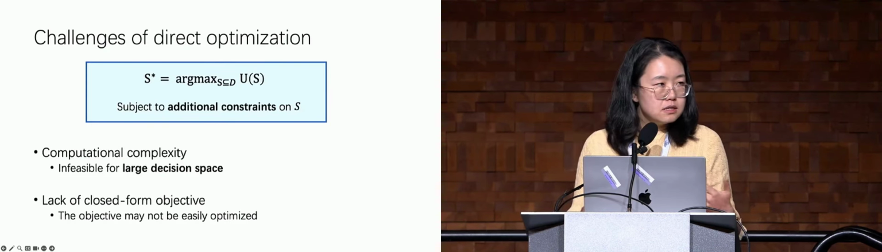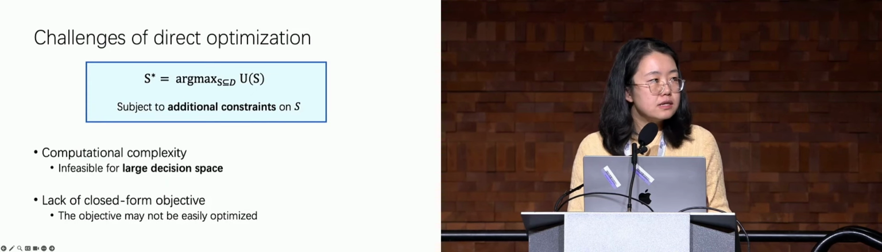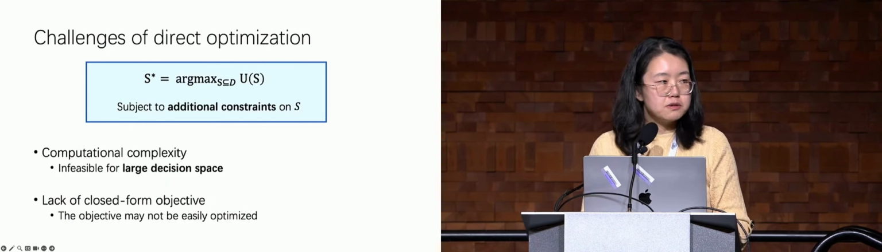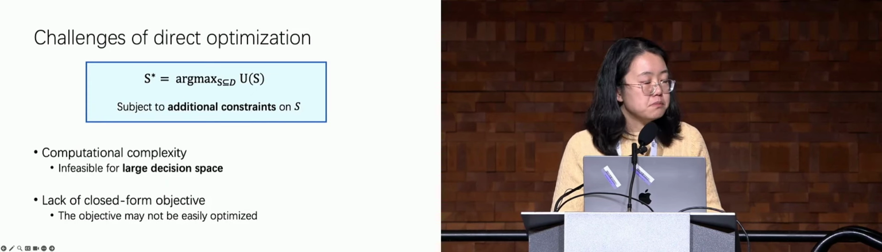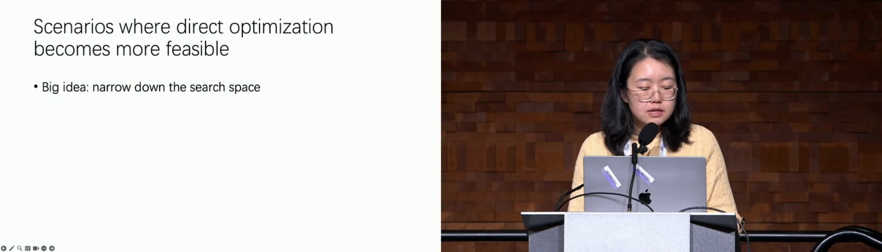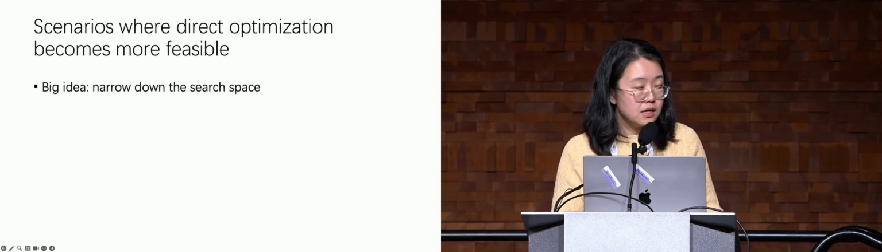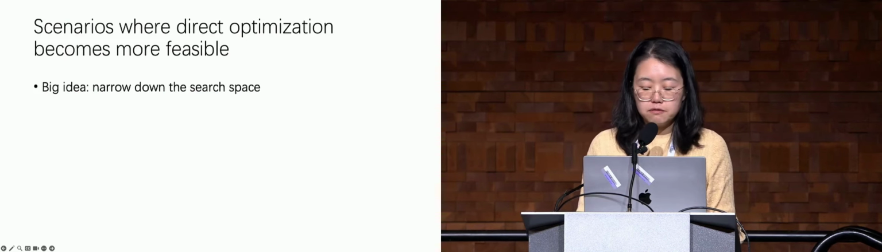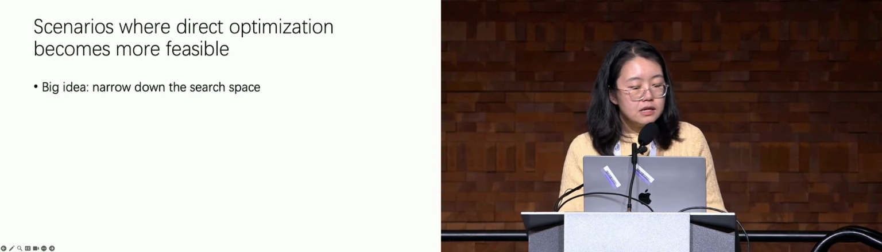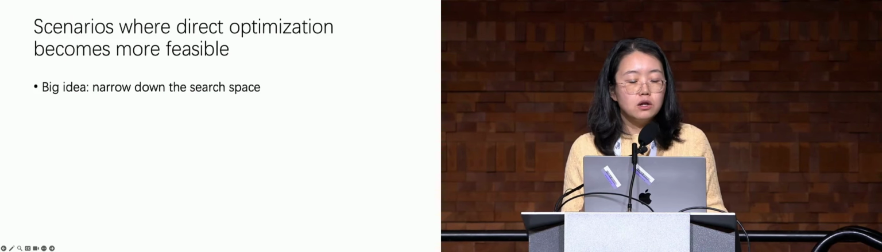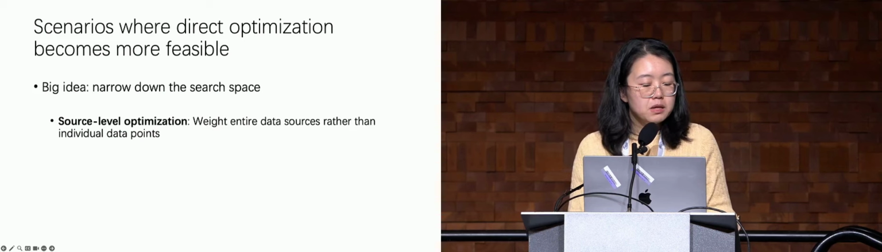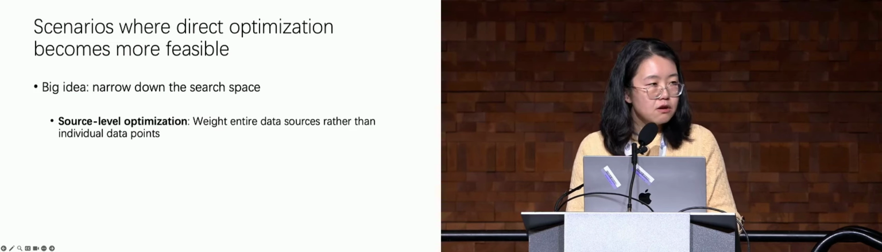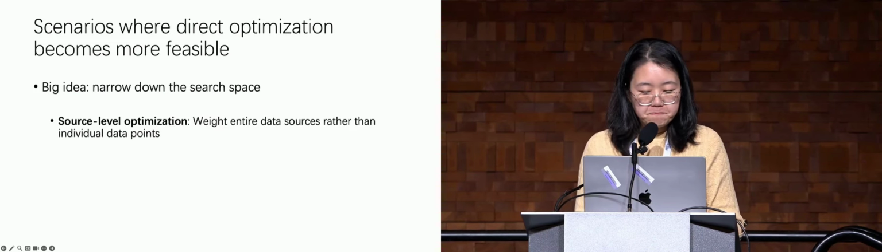Okay, so that's direct optimization. We are trying to directly select a subset that can maximize the objective, which is usually model performance. That will be the focus of this talk. But there are some daunting challenges for doing this. The first challenge is computational complexity. The search space could be very large. For example, imagine selecting some data points from millions or billions of data points. Secondly, the objective itself may not be well-defined. It may not have a closed-form formula that we can easily optimize. So the objective itself might not be straightforward to optimize.